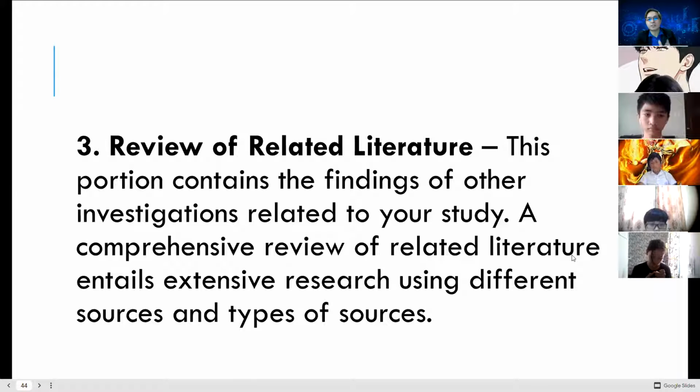Okay, review of related literature. This is the portion that contains the findings of other investigations related to your study, because you'll be searching, diba? You'll be searching for resources on how to conduct this study. So this is now the review of related literature. A comprehensive review of related literature entails extensive research using different sources and types of sources. One of the good sources there is the internet, your websites.